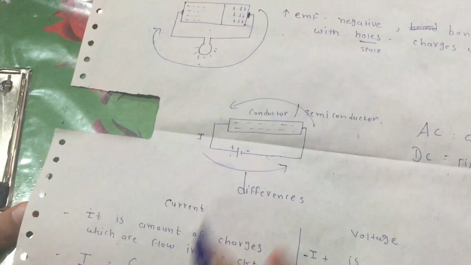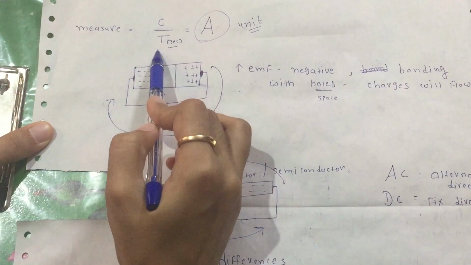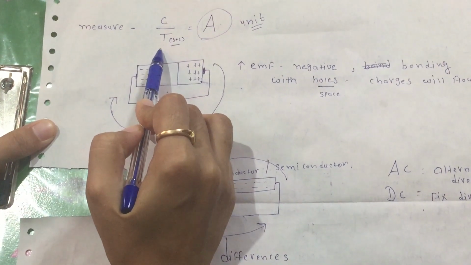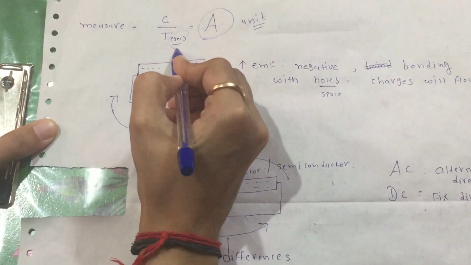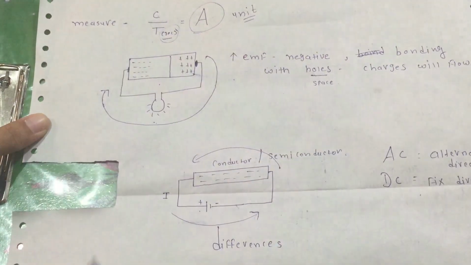Let's see how. So this is measured by coulomb per time period. This period can be measured in seconds. This C by T is called ampere.